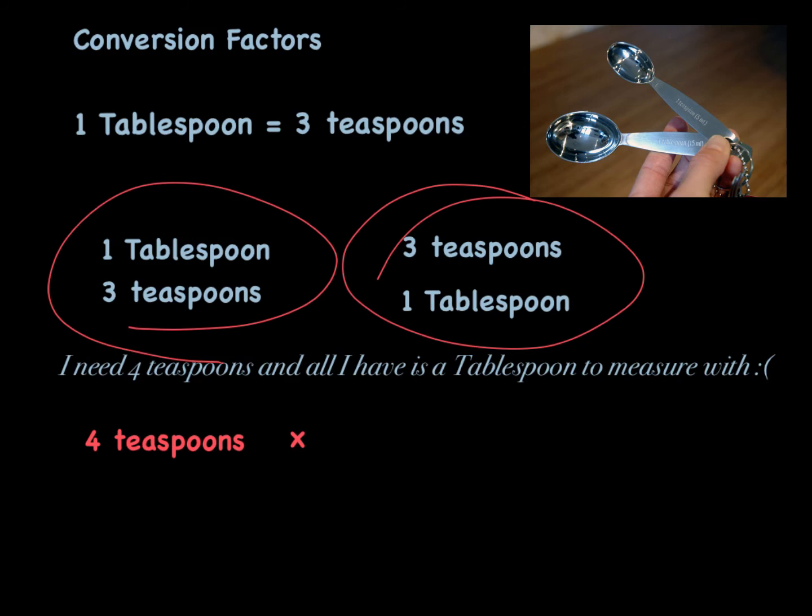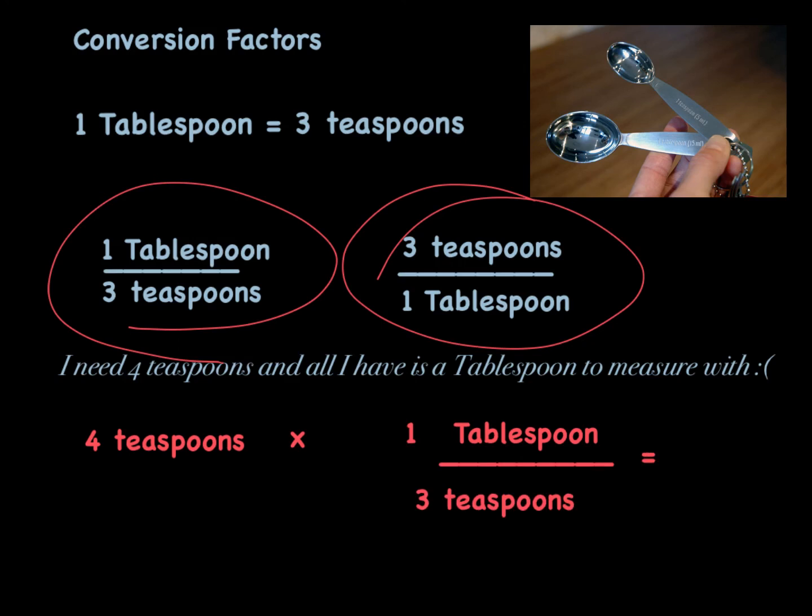And since I'm solving for tablespoons, I want to end up with tablespoons in my numerator. And that's the conversion factor that's got tablespoons in the numerator. So when I multiply my given 4 teaspoons by my conversion factor, what ends up happening is that I'm dividing teaspoons by teaspoons, and so they will end up canceling out, and my answer is 1 1/3 tablespoons.